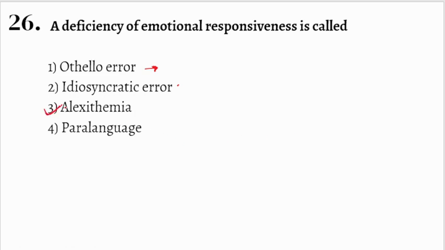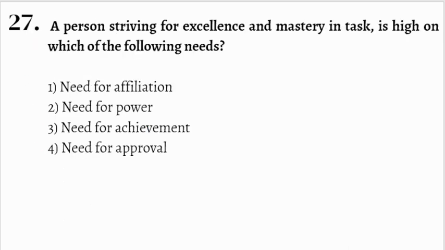And at last, paralanguage is what? It is the elements of non-verbal communication, such as voice, pitch, rhythm, and gestures, etc. These are there in paralanguage, the other elements of language. Right, so here the correct answer is alexithymia. Moving ahead to the next question, fairly simple. Just give it a read and answer.